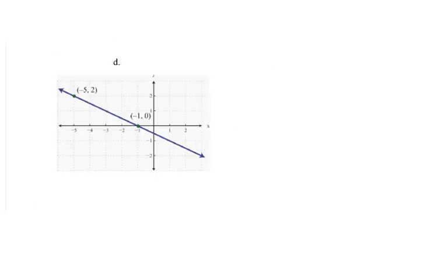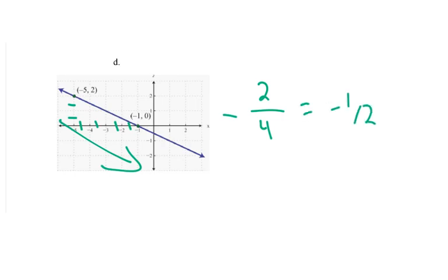Letter D. We are back to this negative trend. So let's look at what our rise is. Kind of a backward rise when it's negative. 1, 2. And our run is 1, 2, 3, 4. Got that negative sign there. Negative 2/4, though, can be reduced to negative 1/2 if I divide each number by 2.